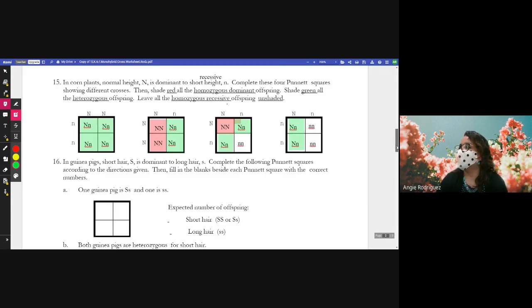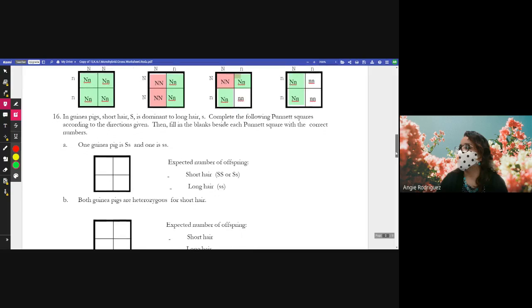Slide this down a little bit. All right, so 16, it looks like we're only gonna have time for letter A, but as long as we do one example, hopefully you'll get to do, or you can do letter B on your own, okay? So in guinea pigs, short hair, big S, is dominant to long hair, little s. Complete the following Punnett squares according to the directions given. Fill in the blanks beside each Punnett square with the correct numbers. Okay.